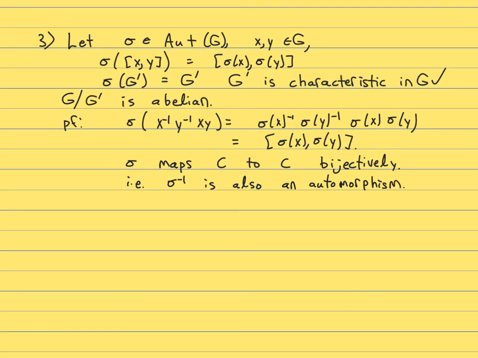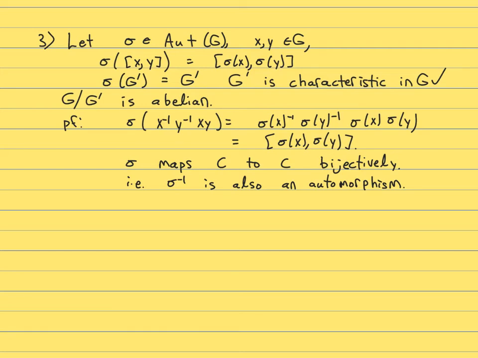So you need that to be able to say that the image of this G prime is actually G prime, because you send every commutator to a commutator and you manage to get every commutator in the image. And then you're taking the subgroup generated by all commutators, so you have to get the same group.